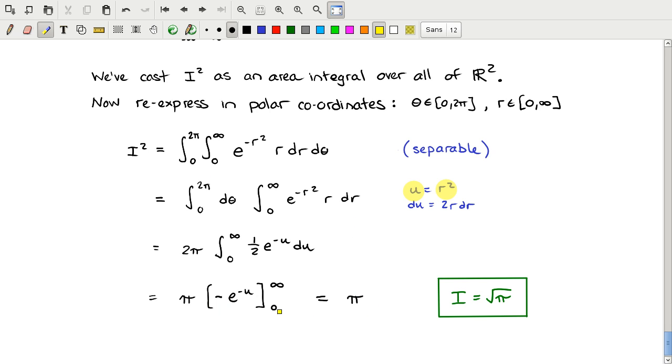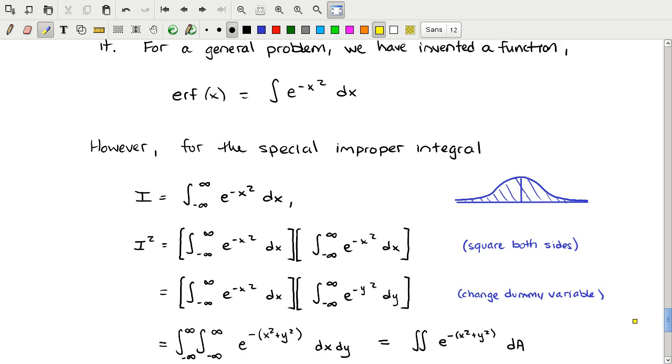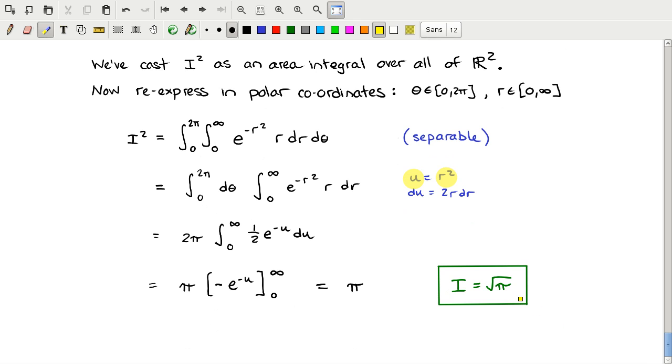So the area integral is pi, and that means the very thing I wanted to find at the very beginning is the square root of pi. And so we can now say that this integral, from minus infinity to infinity of e to the minus x squared dx, you can always say it's the square root of pi. And we found it using integrals in polar coordinates.